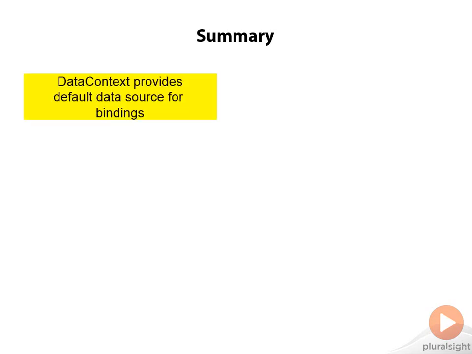Okay, to wrap up this module, we covered a number of things. First off, we reviewed the fact that the default source for a binding is always the data context. And for the vast majority of data binding scenarios, you're going to use the data context as your source object. But there are specialized scenarios where you need more control.